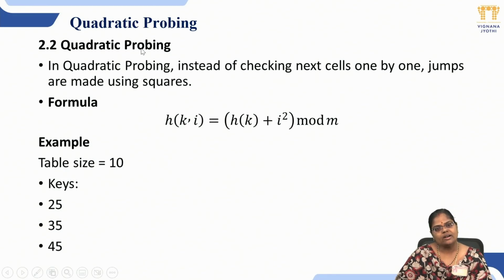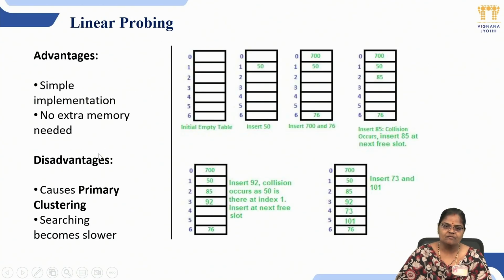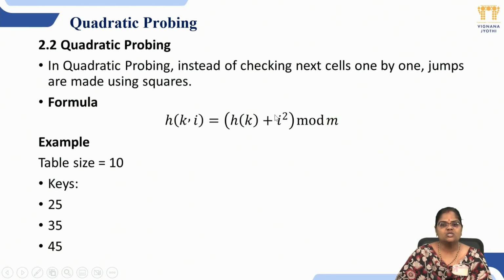Proceeding further, quadratic probing. In quadratic probing, instead of checking the next cells one by one, jumps are made using squares. With linear probing we get primary clustering, so to reduce this primary clustering, we square the probe number, that is i squared. So in quadratic probing, only the i is being squared.